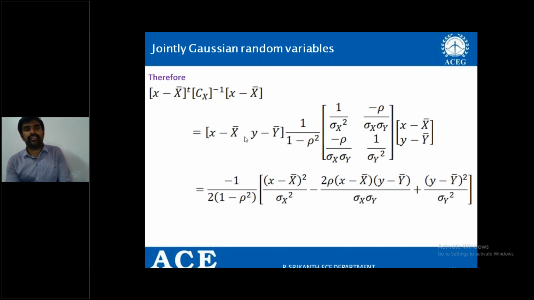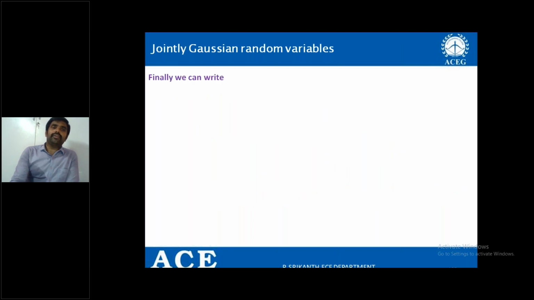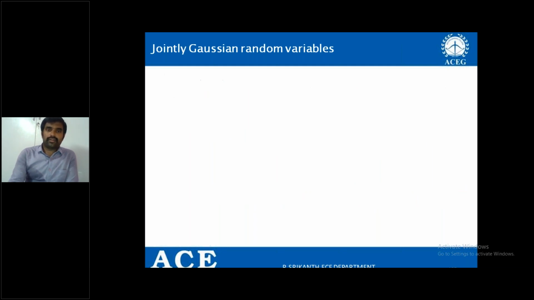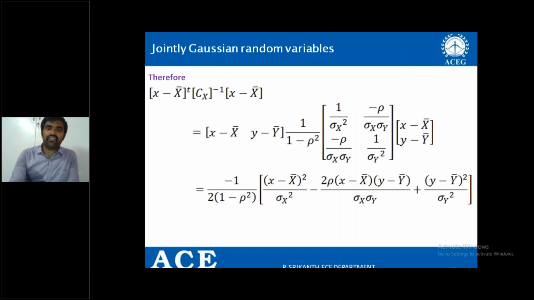I can just take the matrix multiplication. This is a row matrix, 1 by 2. This is 2 by 2. The product of these two will again be 1 by 2. Then 1 by 2 and 2 by 1 matrix, the resultant will be a 1 by 1 matrix, a single element. So the resultant will be like this. You can apply simple matrix multiplication and get this, right? So finally we can write the density function like this after simplifying all the equations.